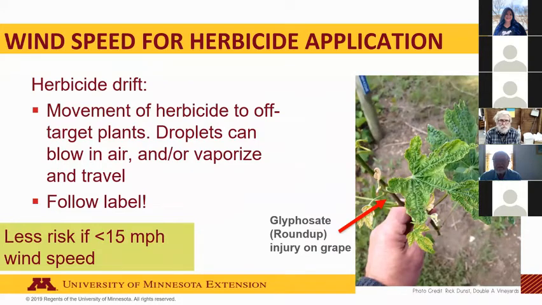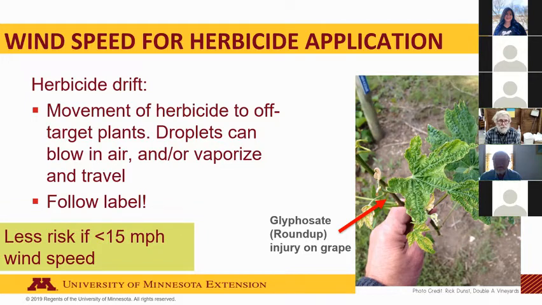Herbicide drift is something that we should think about in Minnesota. So herbicide drift, unfortunately, many of us are familiar with it. It's the movement of herbicide to off-target plants, such as our crop. Their droplets can blow in the air, or they can vaporize after spraying, and they can travel to non-target areas. So we usually think about other farms drifting onto us, but we can also drift onto ourselves. And unfortunately, I see it quite commonly.